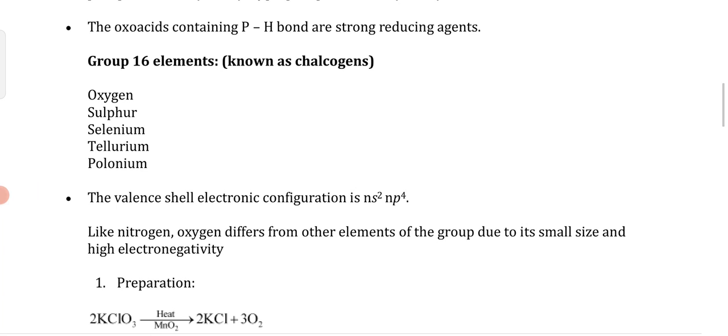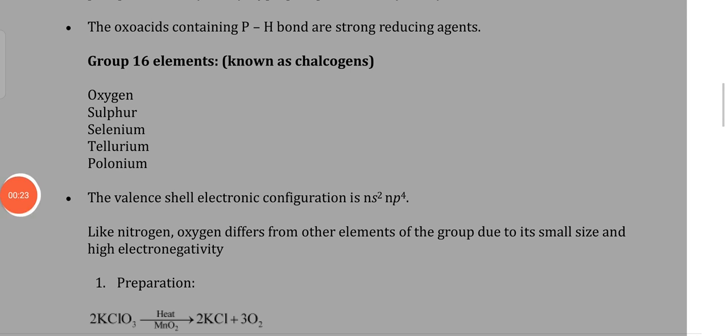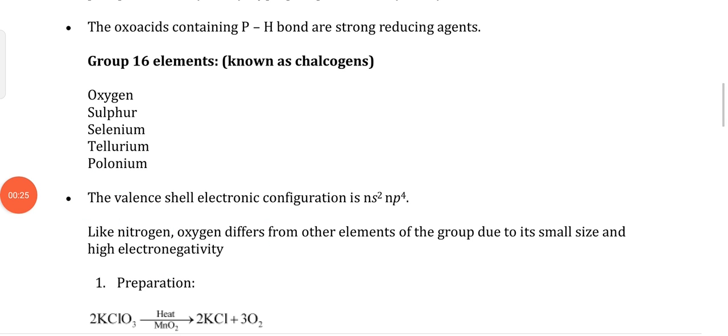Now we are coming to our next topic, that is group 16 elements of this chapter, the p block elements. In group 16 these elements are there: oxygen, sulfur, selenium, tellurium and polonium. For these elements the valence shell electronic configuration is ns2 np4.